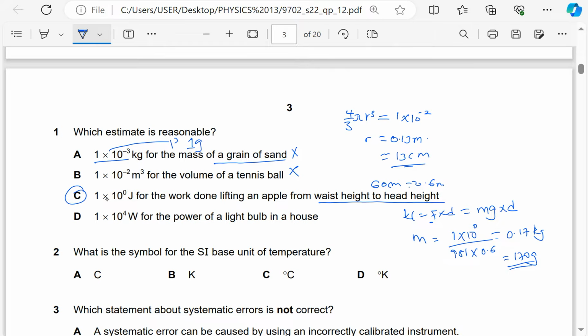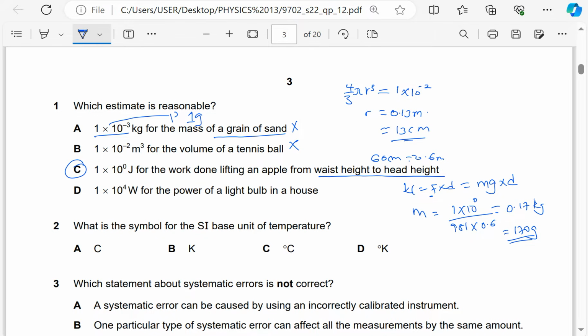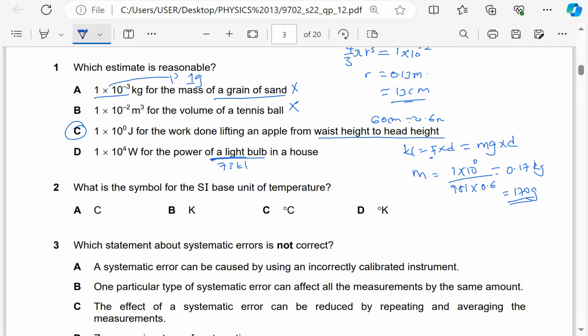I may not check the last one, because you notice at home most of the bulbs we use are 75 watts, 60 to 75 watts. So I will not check the last one. What is the symbol for the SI base unit for temperature? Of course, SI base unit for temperature is Kelvin. We don't have anything called degrees Kelvin. It is just Kelvin.